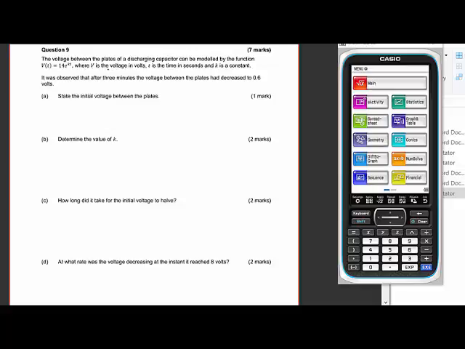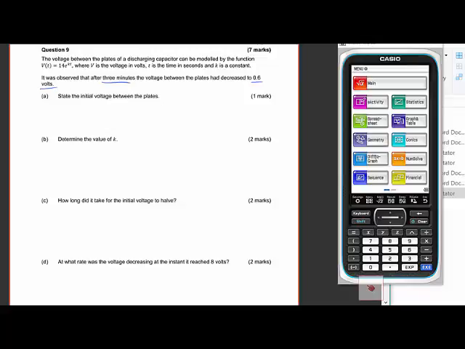The voltage between the plates of a discharging capacitor can be modelled by the function V of t is 14e to the kt, where V is the voltage in volts, t is the time in seconds, and k is a constant. It was observed that after 3 minutes the voltage between the plates had decreased to 0.6 volts, and that's going to become important somewhere in the question.